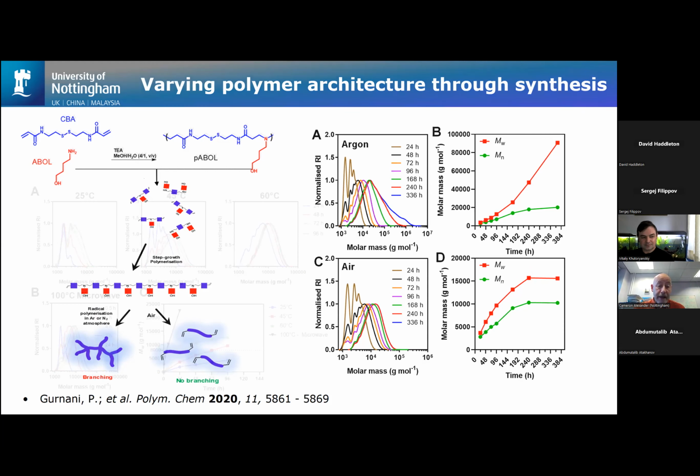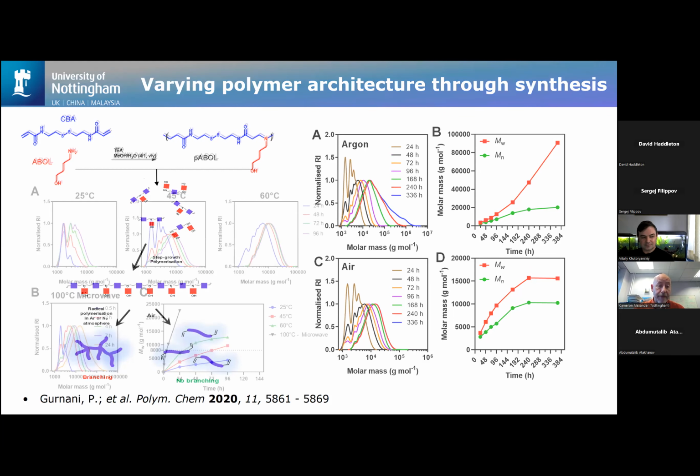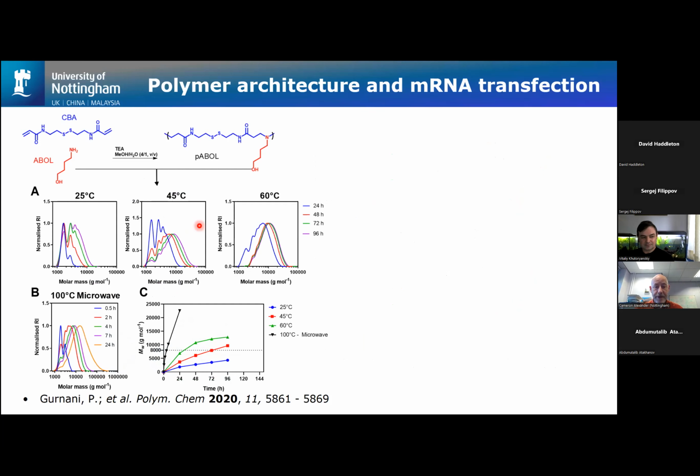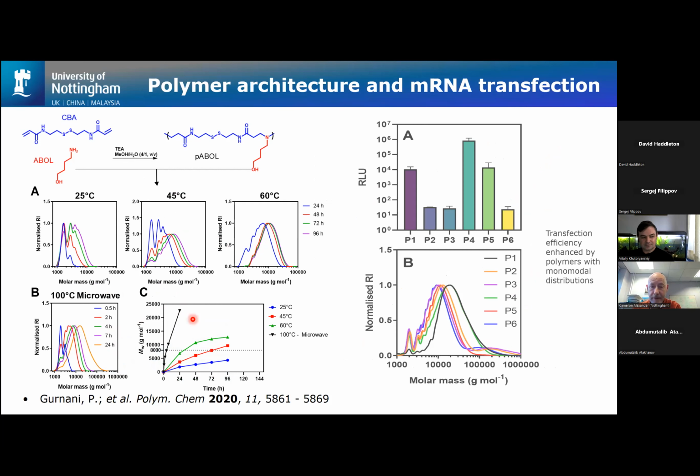So Pratik then looked at a range of different polymerization temperatures. Nothing too complicated about this, but we can see, as you'd expect, as you go up in temperature, the molar masses go up for a particular time. And likewise, if you microwave, you can get to high molar masses much more quickly. Now, why does this matter? Well, as it turns out, if you then start looking at the expression of the transgene, so this is the protein, in this case luciferase, an RNA encoding for luciferase, we get more light production with some polymers than others.